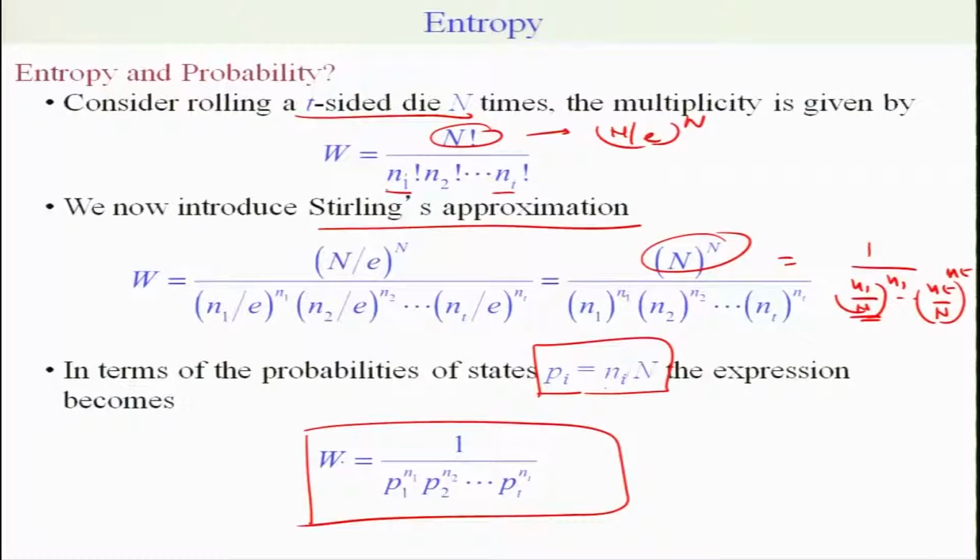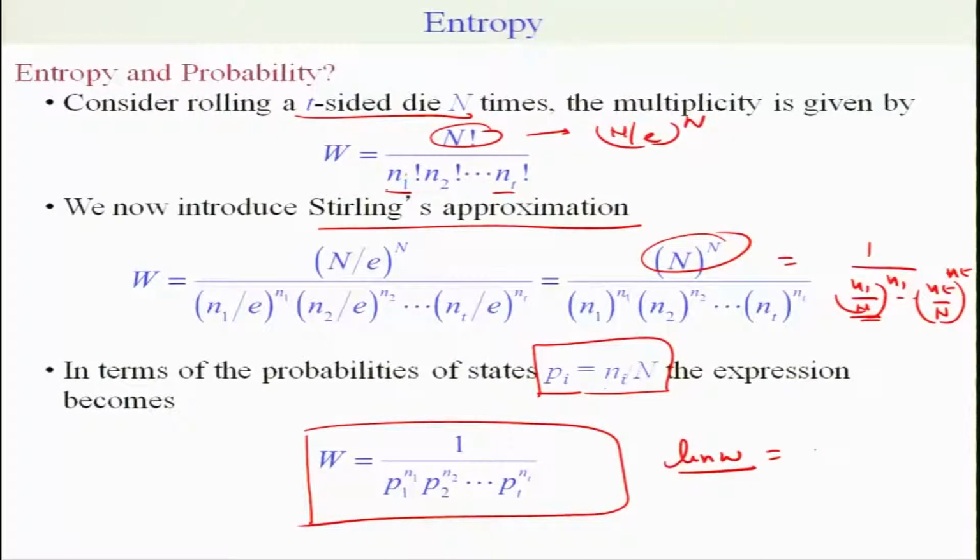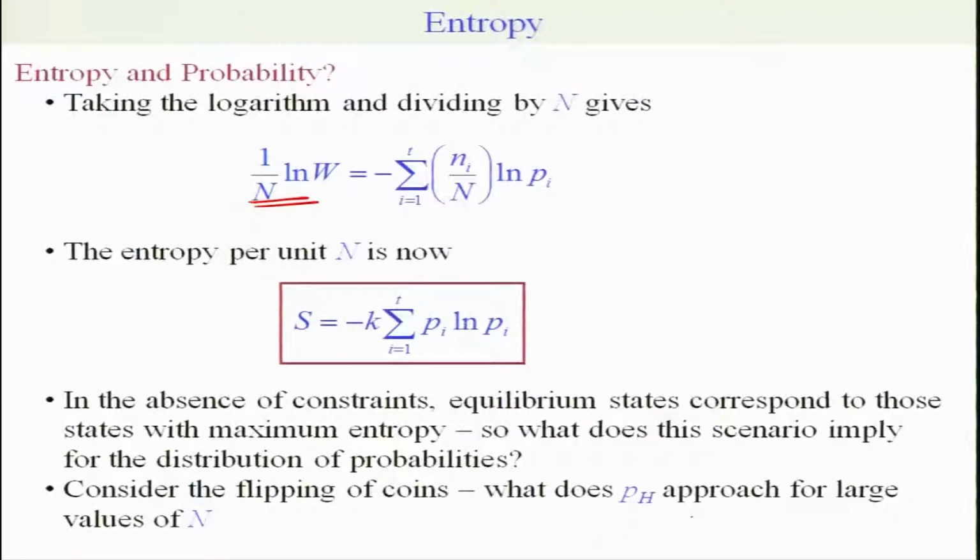Now, this can be further simplified by taking the logarithm of W, and using this Boltzmann expression. If I write it here, this will be simply the summation of ni ln Pi, for i equal to 1 to T. If I divide by n, I am going to get n here, and this is going to be simply the sum of Pi ln Pi, i equal to 1 to T, with a negative sign. Okay. This is exactly what is written here.